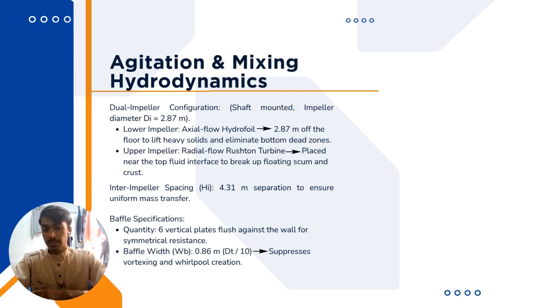The lower impeller is an axial flow hydrofoil placed 2.87 meters off the floor to continuously lift heavy organic solids and eliminate bottom dead zones. The upper impeller is a radial flow Rushton turbine, positioned near the top liquid-gas interface to break up floating scum and maximize mass transfer. To completely eliminate fluid vortexing and ensure true blending rather than just swirling, we integrated six vertical wall baffles, each exactly 0.86 meters wide.